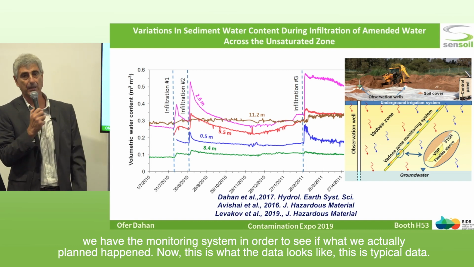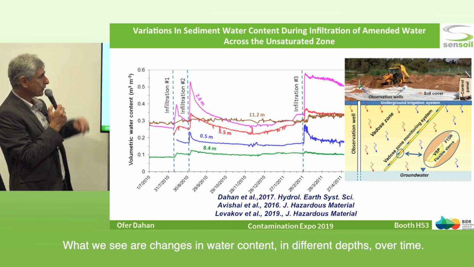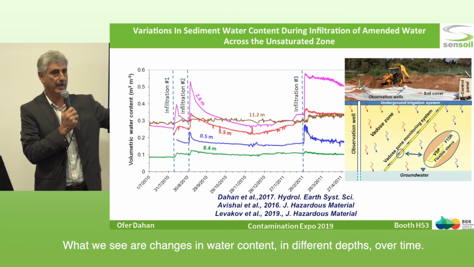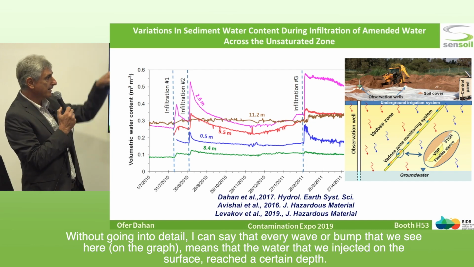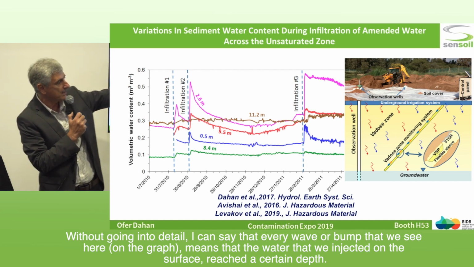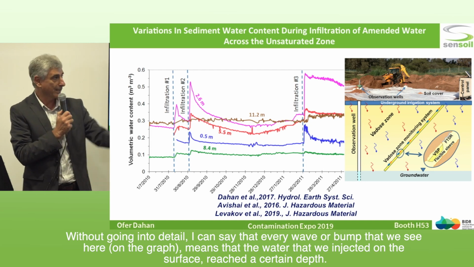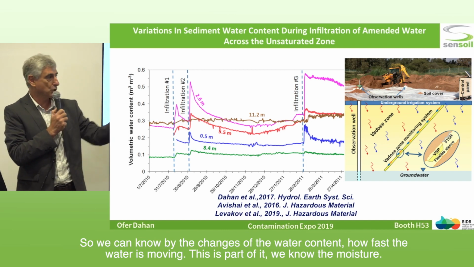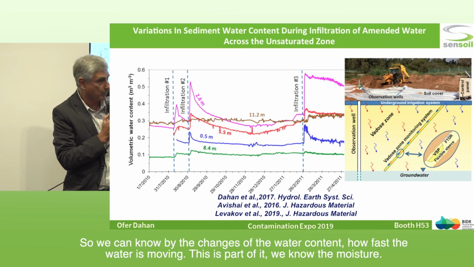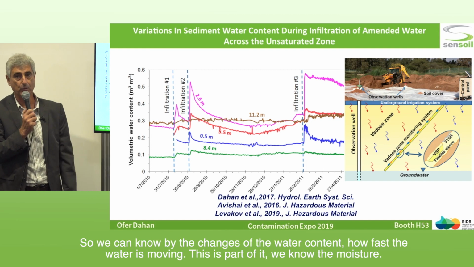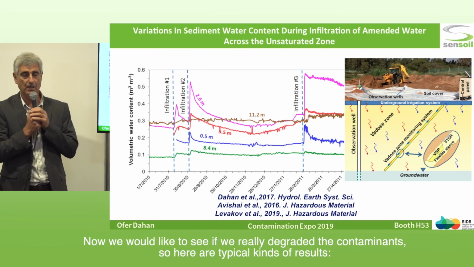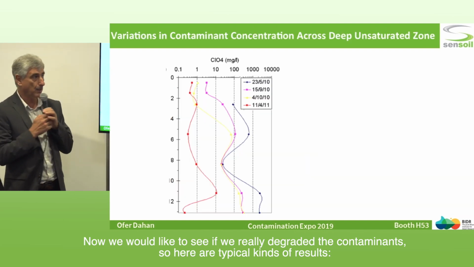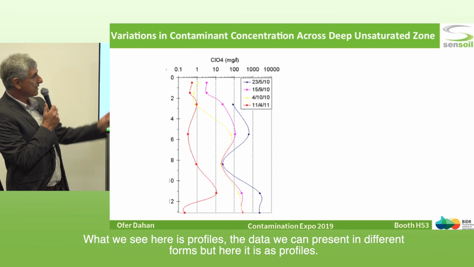And now this is what data looks like. This is typical data. What we see is changes in water content at different depths over time. Without going into detail, every wave or bump that we see here means that the water that we injected on the surface reached a certain depth. So we can know by the changes of the water content how fast the water is moving. This is part of it. We know the moisture. Now we would like to see if we really degraded the contaminants. So here is a typical kind of result. What we see here is profiles.